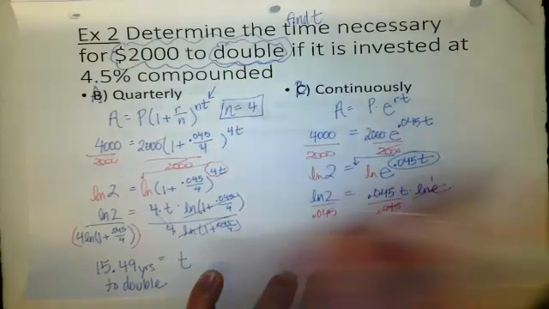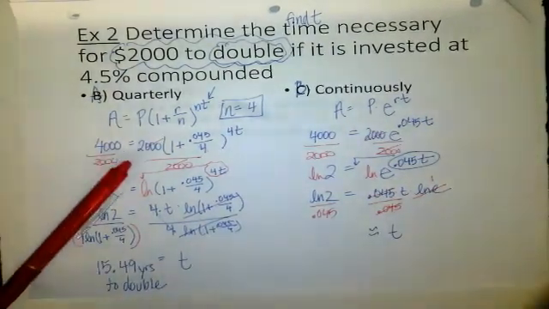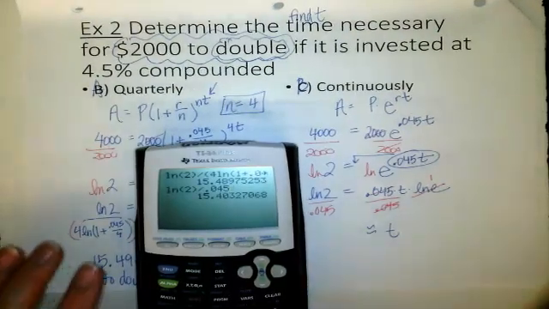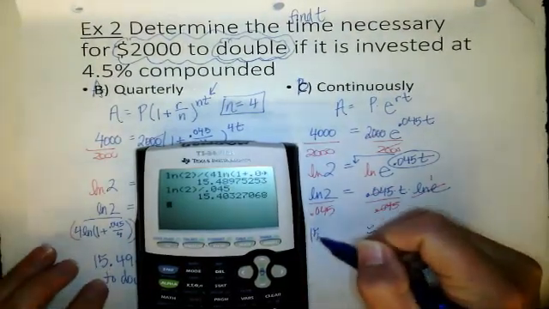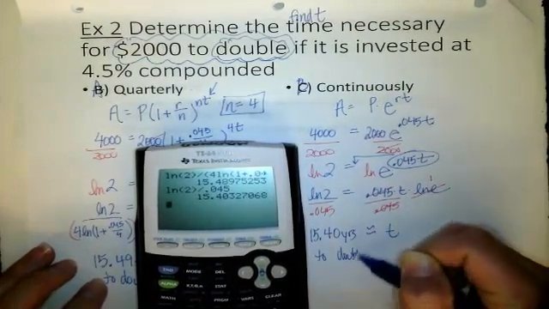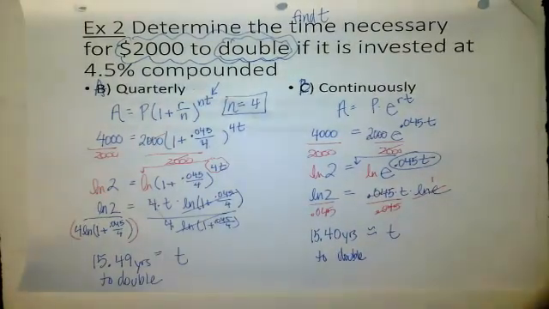So it's so much nicer, isn't it? So t is approximately, let's see, the natural log of 2 divided by 0.045. 15.40 years to double. Not much less time, maybe. Okay. Not much of a difference.